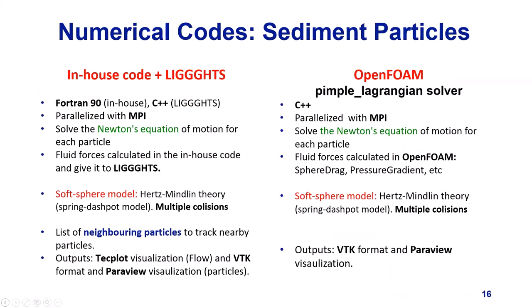I couple the in-house code to LIGGGHTS. I imagine that you're familiar with LIGGGHTS. And also I am using OpenFOAM, basically the PIMPLE solver, in which I include all the Lagrangian library and the code of DPM. Both codes do the same. The only difference is that in LIGGGHTS you can choose different time steps for the particles and the flow, which is actually very useful because you need a very small time step for the particles to resolve the collisions. I imagine that you can do it in OpenFOAM, but you have to do it by yourself.